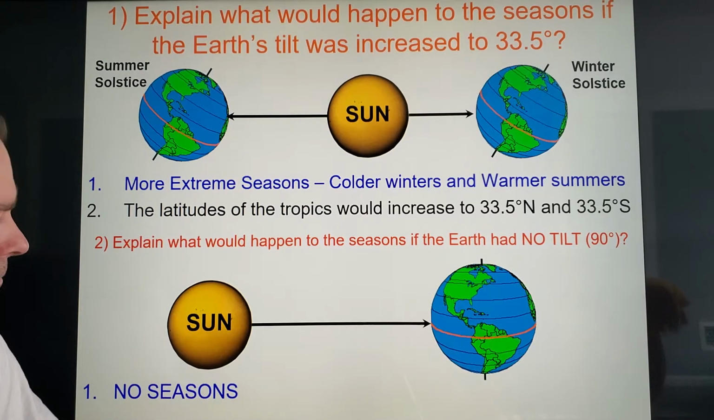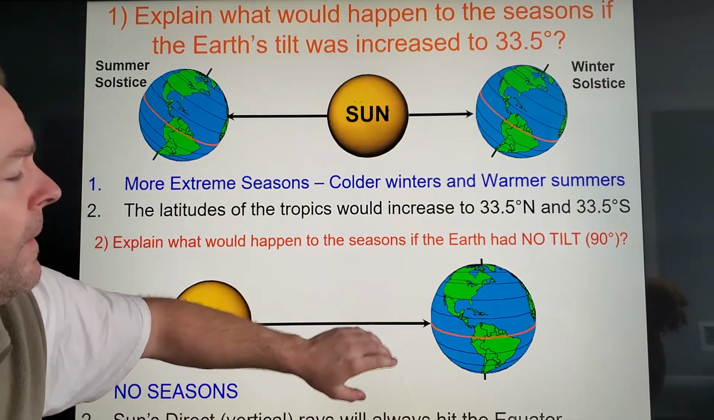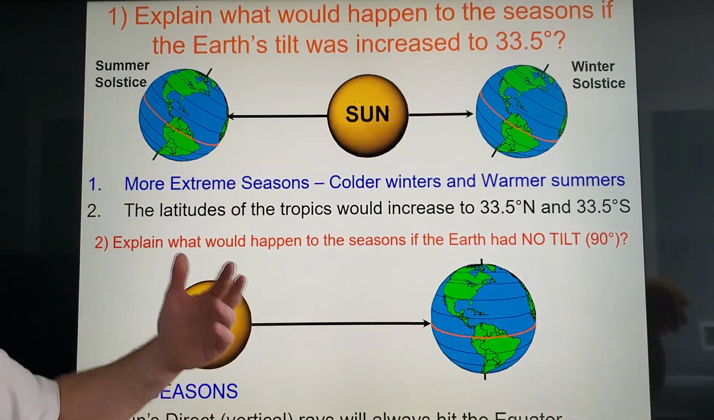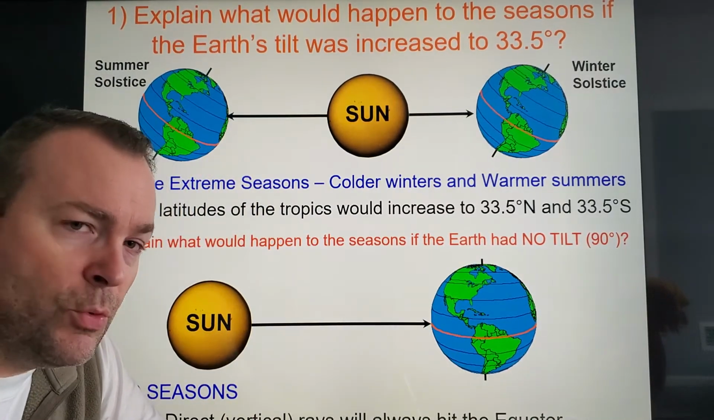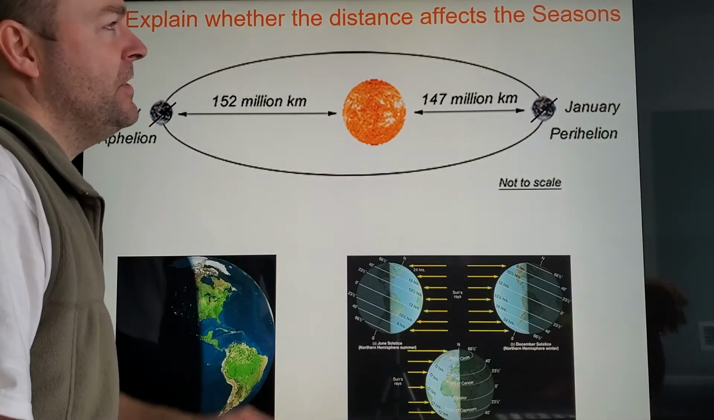Okay? All right. The direct rays of the sun would always hit at the equator. They would always be in summer. Elmont would always be in a spring-fall scenario. And you wouldn't have to change your wardrobe seasonally. All right. Does distance affect the seasons?